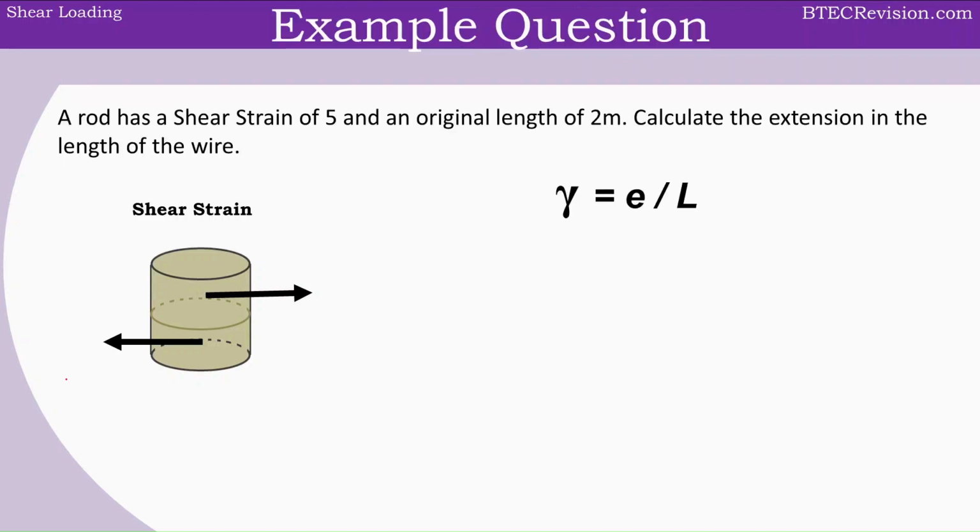Now let's look at an example question. Here we have a rod that has a shear strain of 5 and an original length of 2 meters. Calculate the extension in the length of the wire.